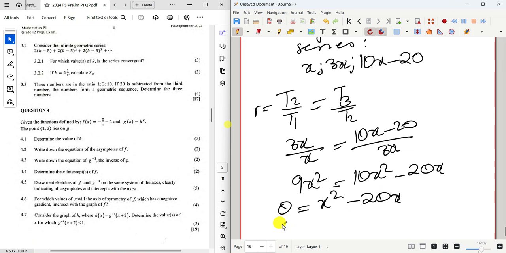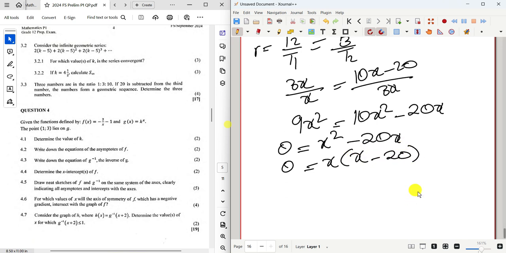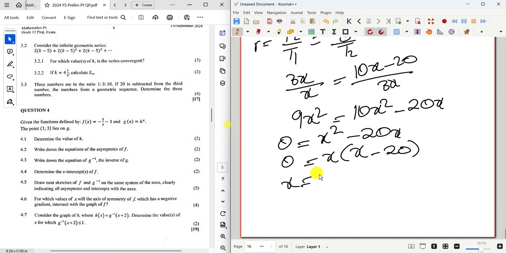Therefore, we have 0 equals x squared minus 20x. Therefore, 0 equals x open bracket x minus 20 close bracket. Proceeding, x equals 0 or x equals 20. x equals 0 will not work.